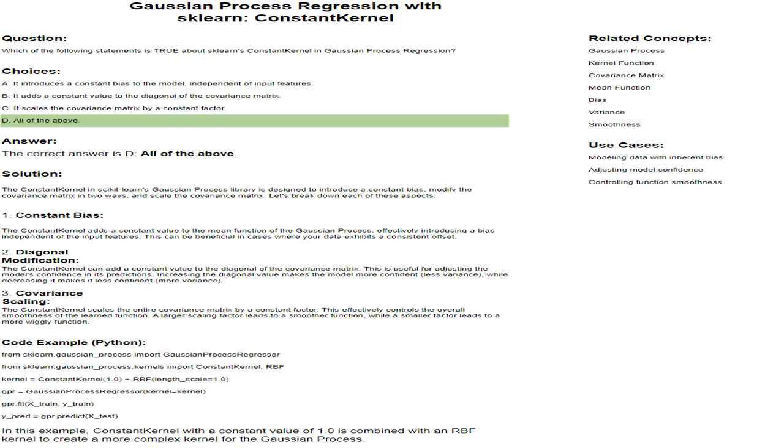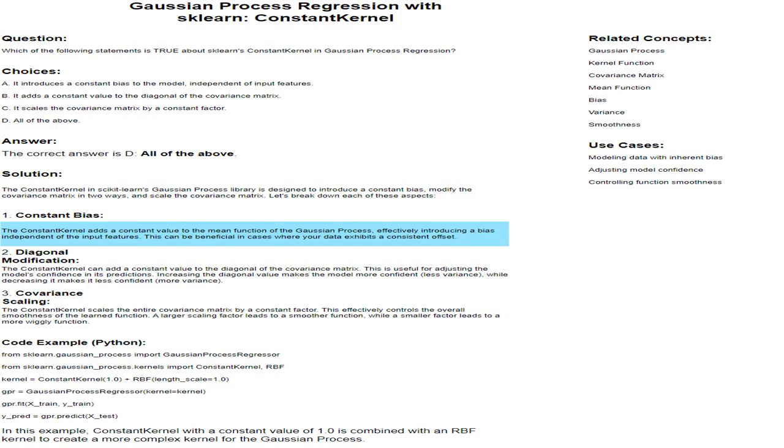This statement is true. The constant kernel in sklearn's Gaussian process library is designed to introduce a constant bias, modify the covariance matrix in two ways, and scale the covariance matrix. The constant kernel adds a constant value to the mean function of the Gaussian process, effectively introducing a bias independent of the input features. This can be beneficial in cases where your data exhibits a consistent offset.